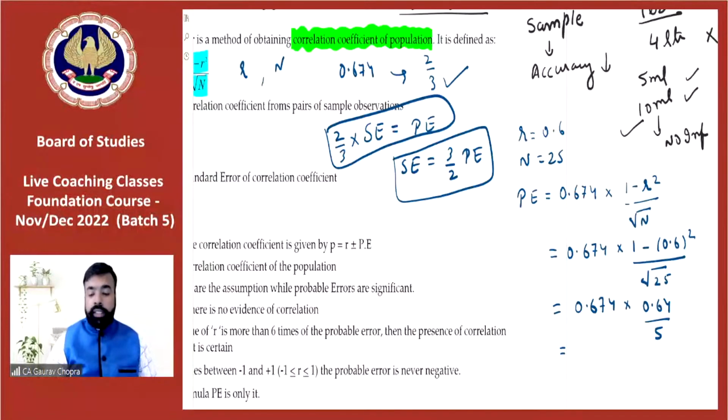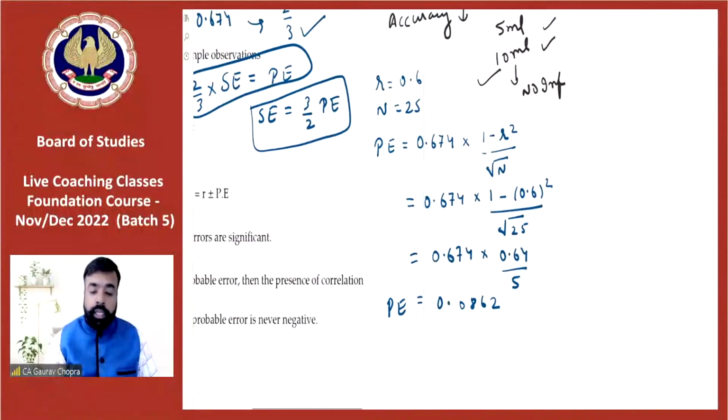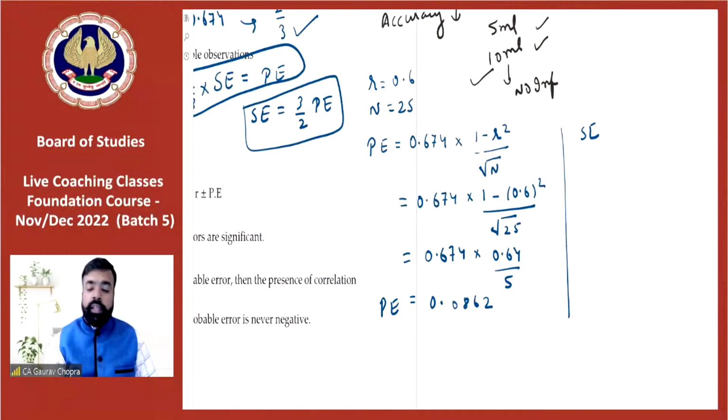Let's see who is getting the answer. Yes, so the answer is 0.0862. This is the probable error. And if we want to calculate the standard error, simply remove 0.674 and directly write (1 minus r square) upon root n. This is the only difference between standard and probable error.